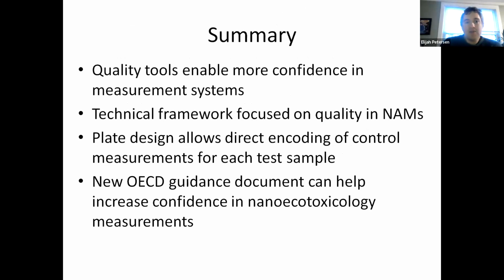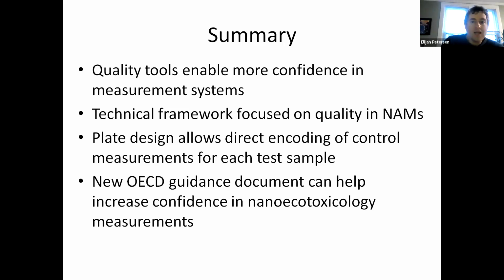So just to summarize briefly, these quality tools will help enable more confidence in your measurement system. In this technical framework, this was really a group effort, and we hopefully provided some steps that people could follow that could help improve their technical quality if they want to take it to the next level, like it seems, based on the presentations I've been hearing so far today, that's definitely of interest. The plate design is a key part of that, and hopefully this OECD guidance document can help with nanoecotoxicity measurements and increase confidence in them.